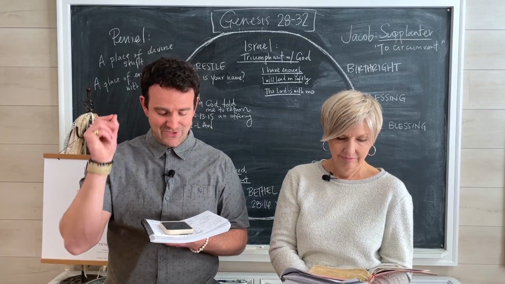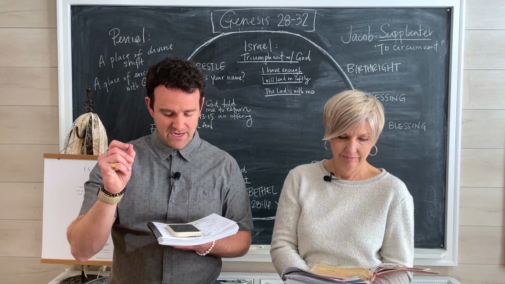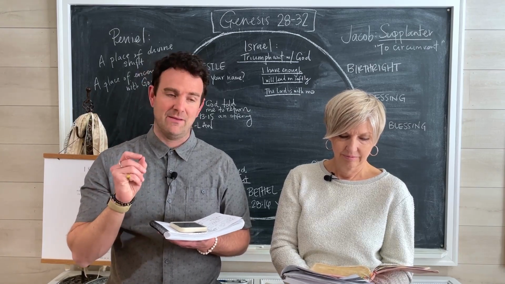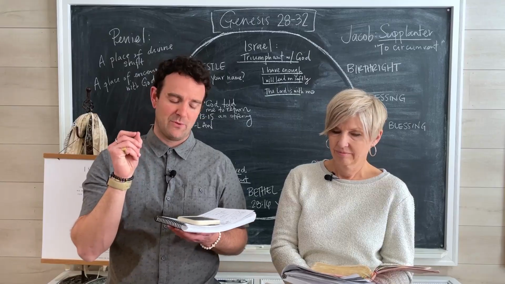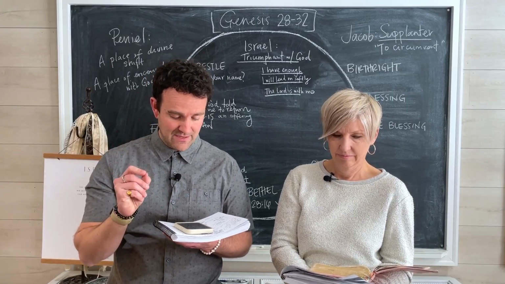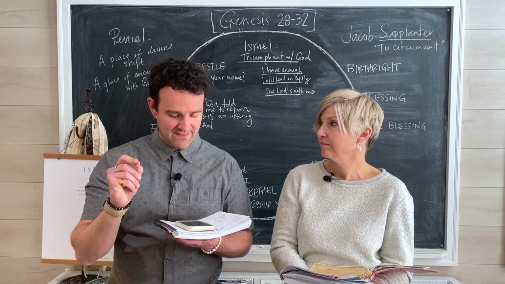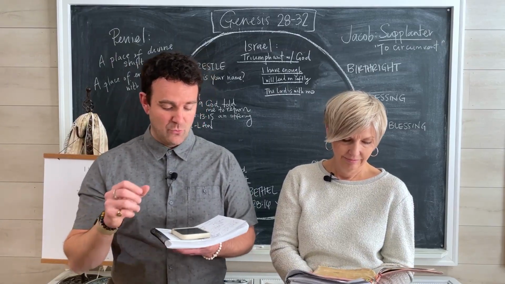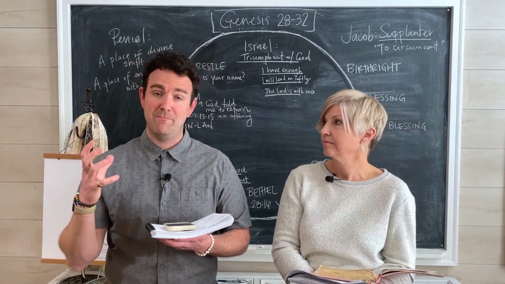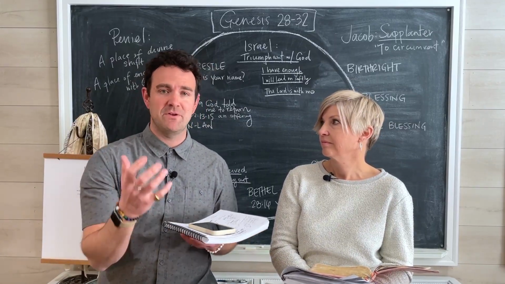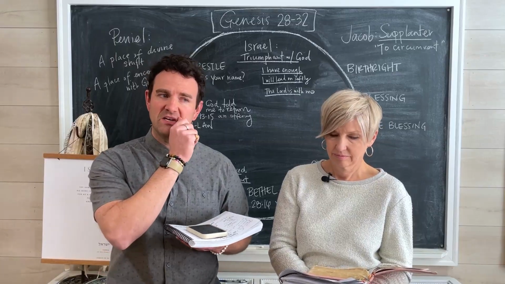And then the angel says something so awesome in verse 28. He says, from now on, your name will not be Jacob anymore. You are not the supplanter anymore. But from now on, your name will be Israel. For as a prince, thou hast power with God and hast prevailed, which is what that name Israel means. One who prevails with God, one who is triumphant with God is another way to say that.